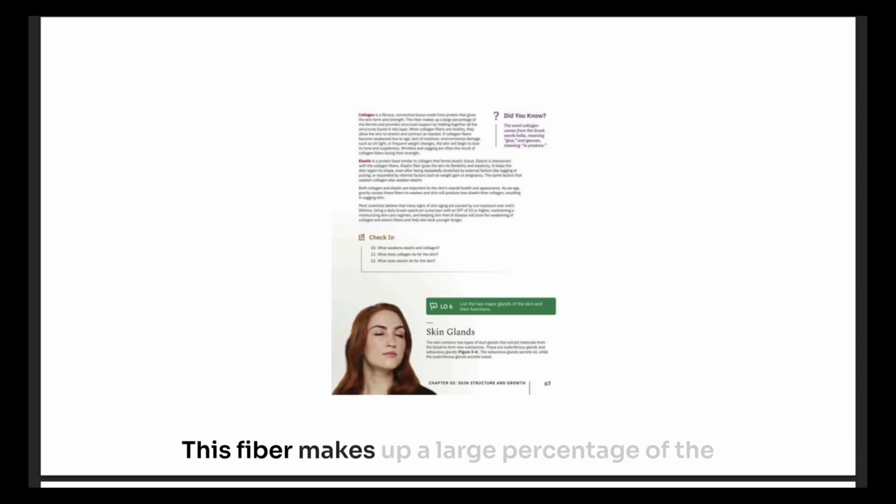This fiber makes up a large percentage of the dermis and provides structural support by holding together all the structures found in this layer. When collagen fibers are healthy, they allow the skin to stretch and contract as needed. If collagen fibers become weakened due to age, lack of moisture, environmental damage such as UV light, or frequent weight changes, the skin will begin to lose its tone and suppleness. Wrinkles and sagging are often a result of collagen fibers losing their strength.